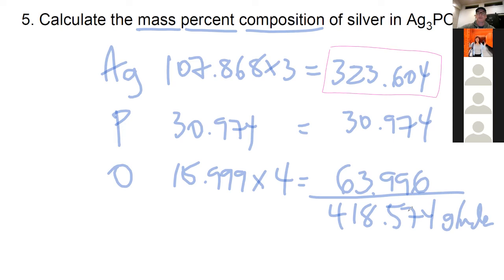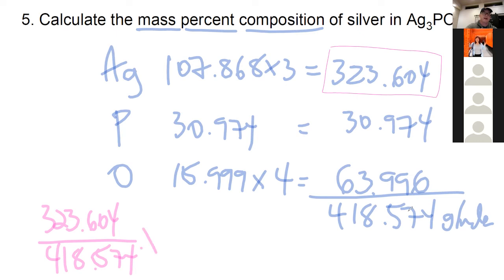So how do we calculate the percent composition? Just divide 323.604 by 418.574. And then what do we do after that? We multiply by 100, right? Because we want a percent. So what's our answer? 77.3110. Actually, it's this, right?